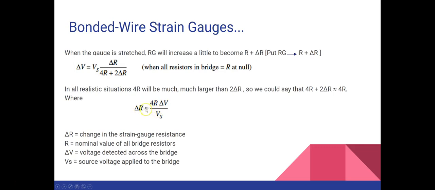We have this approximation sign because of this, because this is definitely going to affect, but the effect is very small, and that's why we have taken this quantity here. So this will be our final equation, and this is the approximate equation, where delta R is the change in the strain gauge resistance, and R is the nominal value of all bridge resistors, and delta V is the voltage detected across the bridge, and Vs is the supply voltage or the source voltage applied to the bridge.